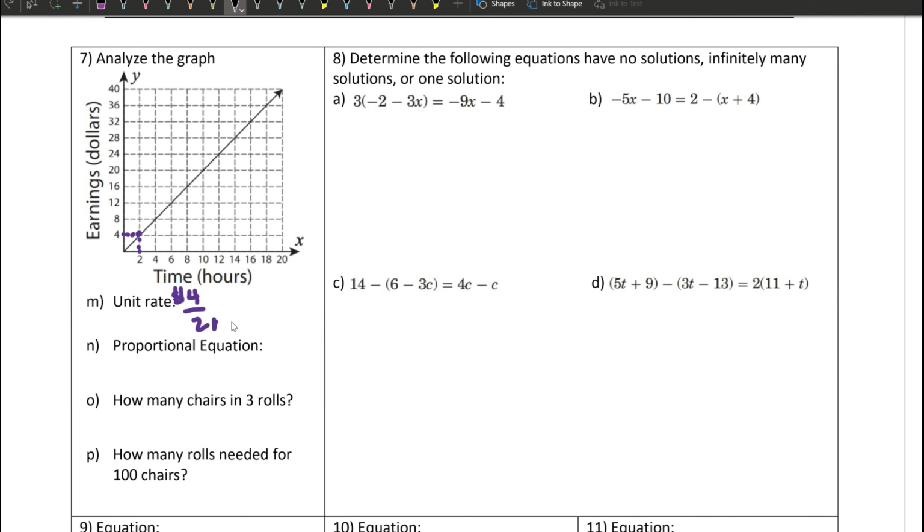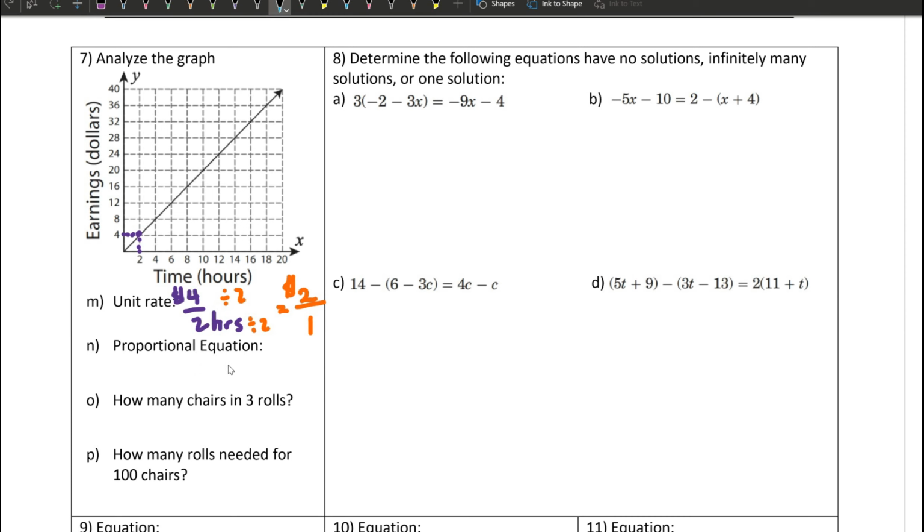I don't know what that is, but it doesn't make sense. Maybe it's about stocks increasing $4 every 2 hours. To find a unit rate, we have to find how much for 1. So you can reduce this by 2. 4 divided by 2 gives you 2 over 1, $2 for 1 hour. Think about stocks: for every hour, the stock increased by $2. This is a good thing.